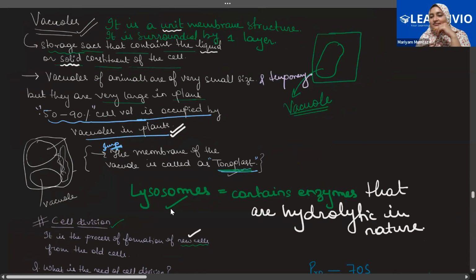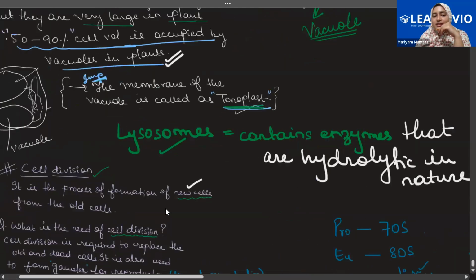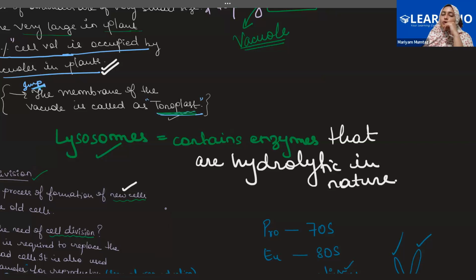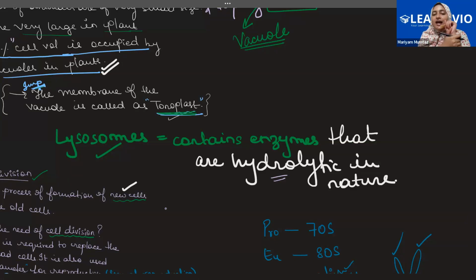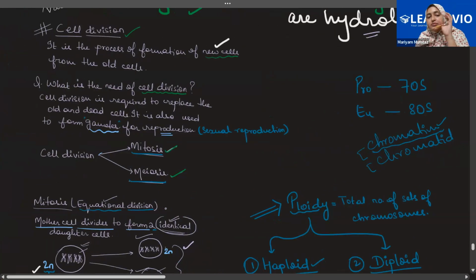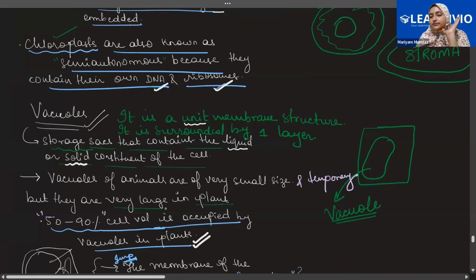Very good. Now coming to the next, that is the lysosome. Lysosomes are vesicle-like structures. They contain enzymes that are hydrolytic in nature, meaning they cause digestion of many things. With this, we have completed the different types of cell organelles present in our cell. Does anyone have any doubts?